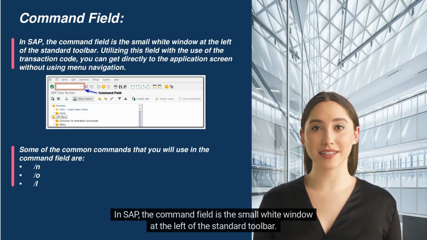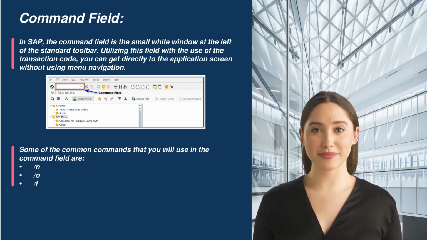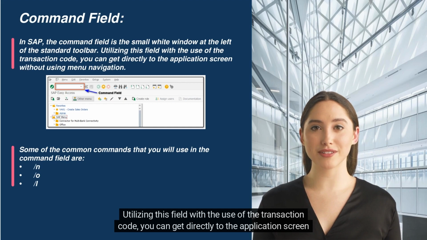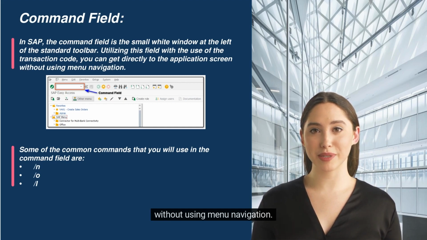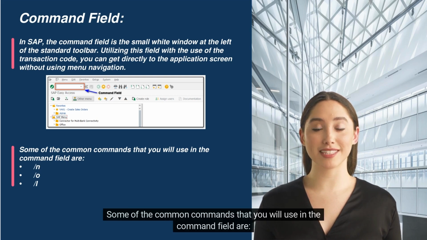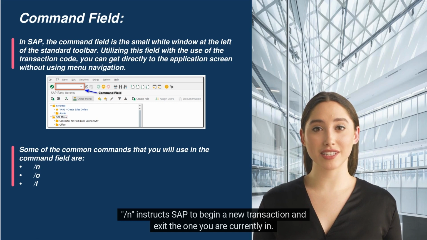In SAP, the command field is the small white window at the left of the standard toolbar. Utilizing this field with the use of the transaction code, you can get directly to the application screen without using menu navigation. Some of the common commands that you will use in the command field are: /n instructs SAP to begin a new transaction and exit the one you are currently in.